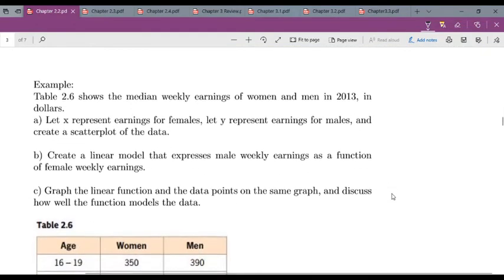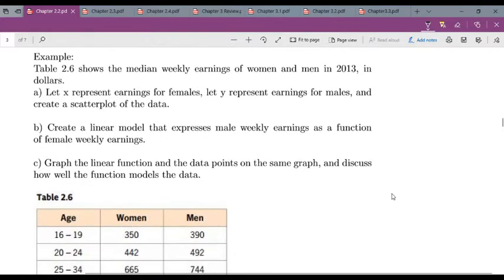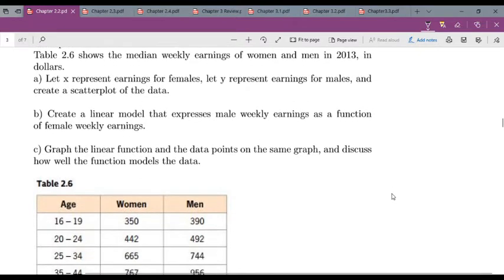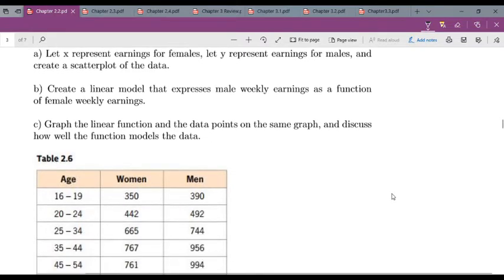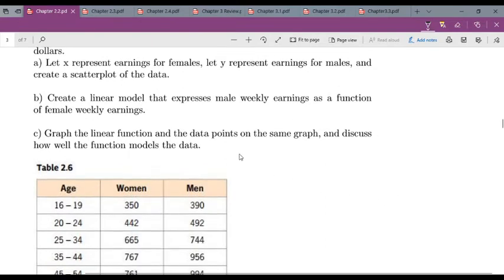Now, the next example says table 2.6 shows the median weekly earnings of women and men in 2013 in dollars. Let X represent the earnings for females. Let Y represent the earnings for males. A: Let's create a scatter plot of the data. B says create a linear model that expresses male weekly earnings as a function of female weekly earnings. C says graph the linear function and the data points on the same graph and discuss how well the function models the data. So what we should know from this is we are letting X represent females and Y represent males.